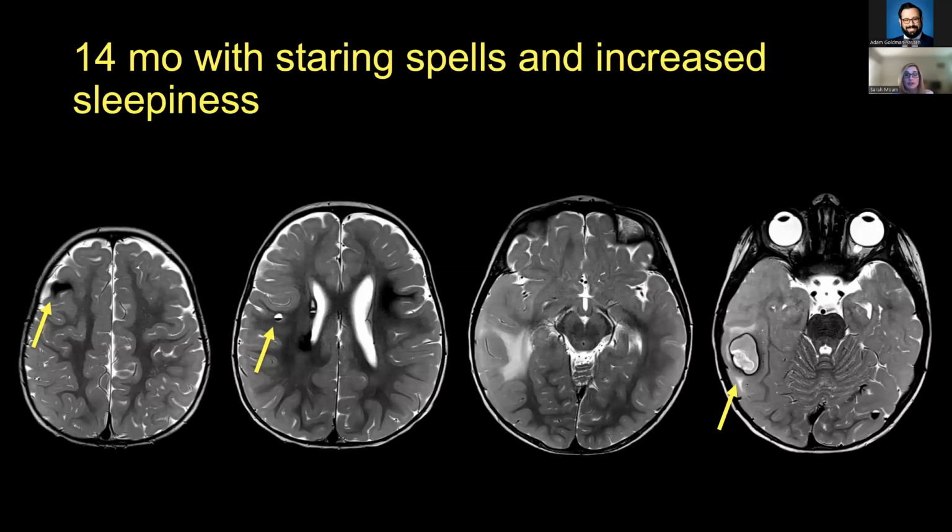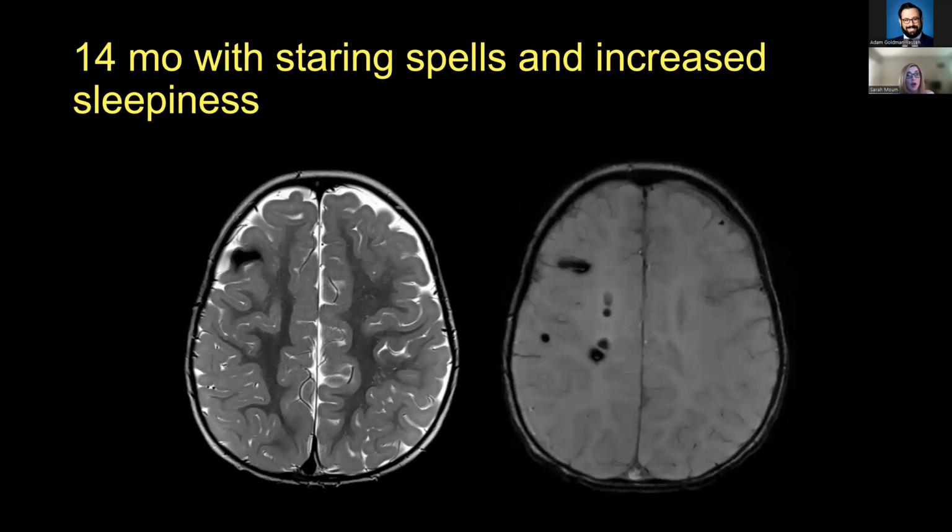This is another case of a 14-month-old who presented with staring spells and increased sleepiness. The representative images from the subsequently performed MRI exam show multiple bilateral mixed intensity T2 lesions throughout the cerebral hemispheres of varying sizes, and each demonstrates peripheral hemosiderin. There's a dominant lesion in the right temporal lobe that has associated vasogenic edema and local mass effect.